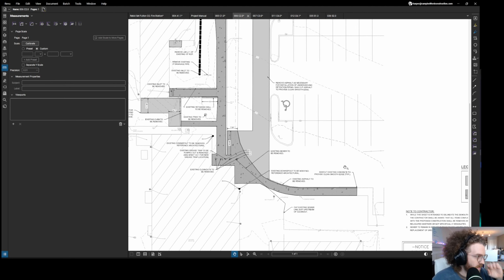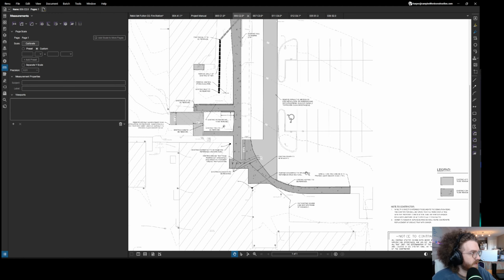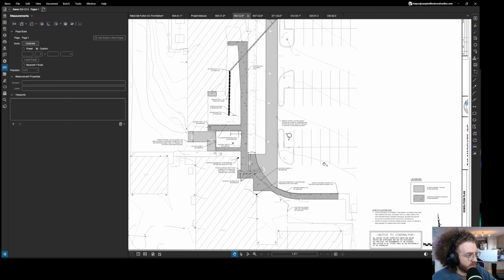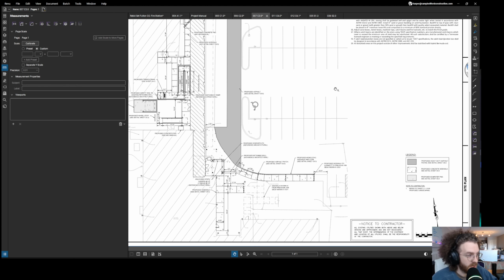But it'll include stuff like saw cutting the existing concrete, where they're going to pour something new back. So it's always good to look at the demolition plan because it gives you an idea of where the putback is going to go, where we're actually going to be doing our work. Because the next page usually is going to be the site plan, which this is a site plan.